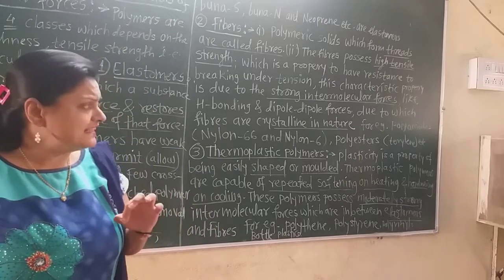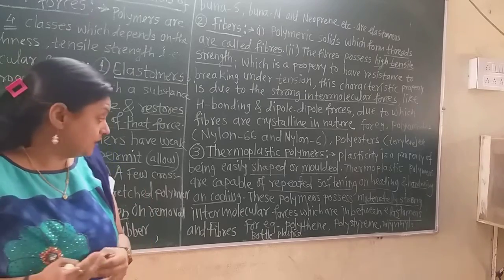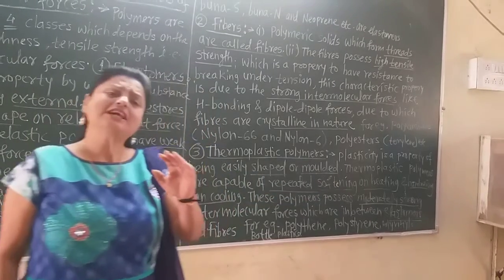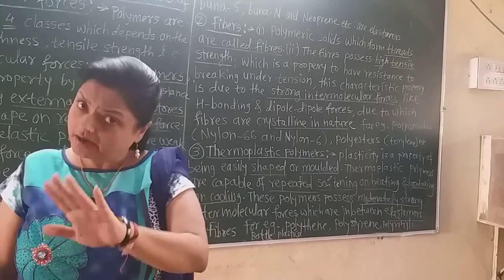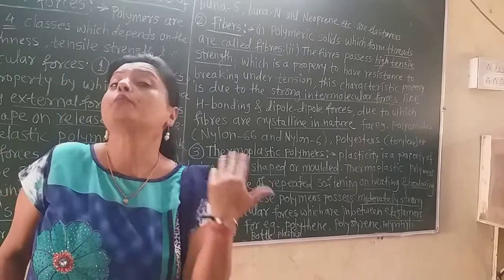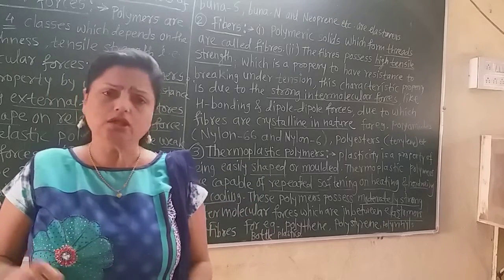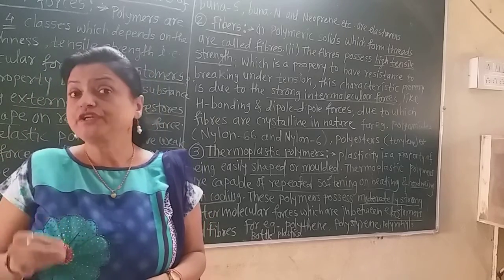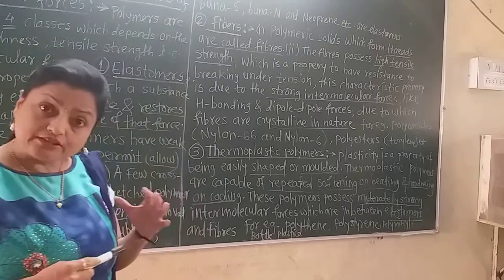Now plasticity is a property of being easily shaped or molded, and these polymers are capable of repeated softening. That means on heating it gets soft, and on cooling it gets harder, and again the hardened polymer on heating gets soft. Repeatedly we can do this. But there are some other plastics also which cannot be molded on heating, that means which cannot be softened on heating. That is a different type of plastic. Now these are the thermoplastics.